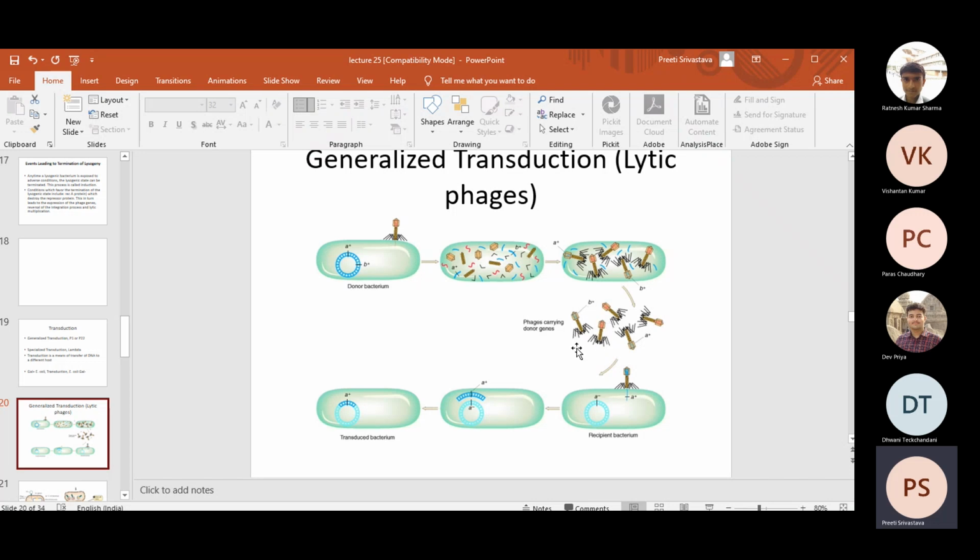So what you can see is that these are the phage particles. But then, you need to understand this carefully: this phage cannot discriminate between its own DNA and host DNA. That is why this transduction is called generalized transduction, because it is generalized.